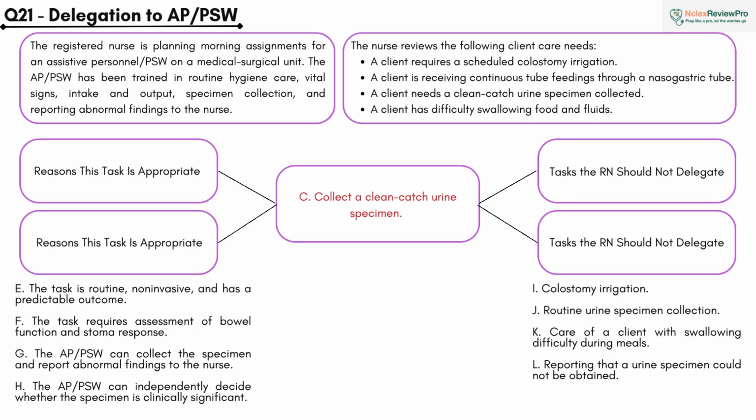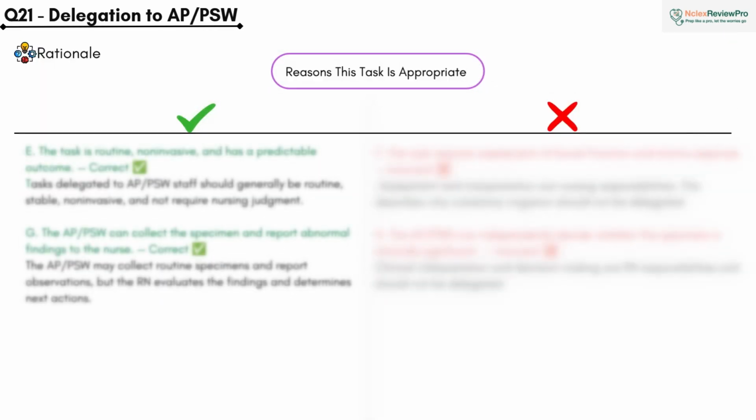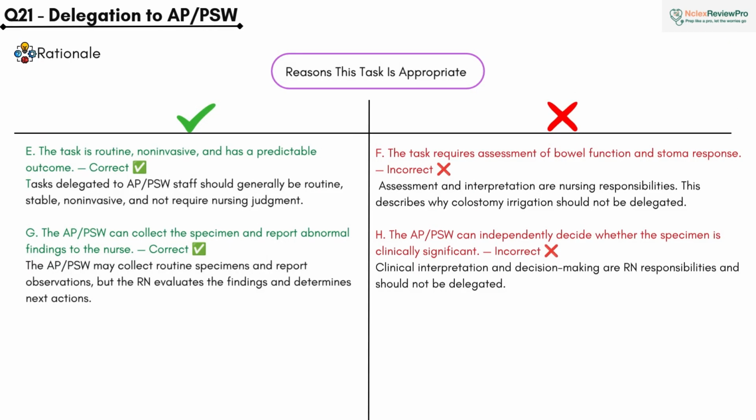For the reasons this task is appropriate, the correct answers are Option E and Option G. Option E is correct because the task is routine, non-invasive, and predictable. Option G is correct because the AP or PSW can collect the specimen and report abnormal findings or problems to the nurse. The key point is that the AP or PSW may collect and report, but the RN evaluates and decides what the findings mean.